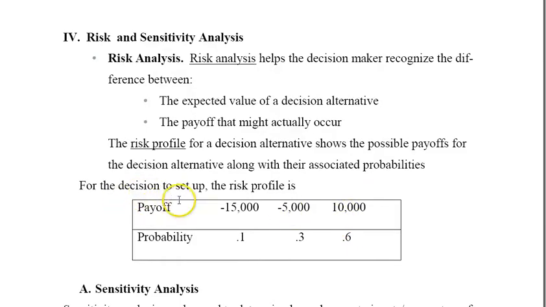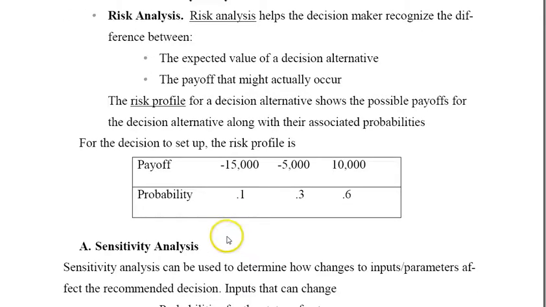For the decision to set up, which was our optimal decision, we said the payoff was 3,000, but actually when we set up, we're going to either lose $15,000, lose $5,000, or make $10,000 with the corresponding probabilities. So 10% of the time we lose $15,000, 30% of the time we'll lose $5,000, and 60% of the time we'll make $10,000. So that's called a risk profile.